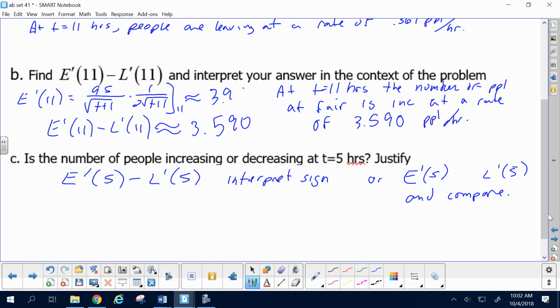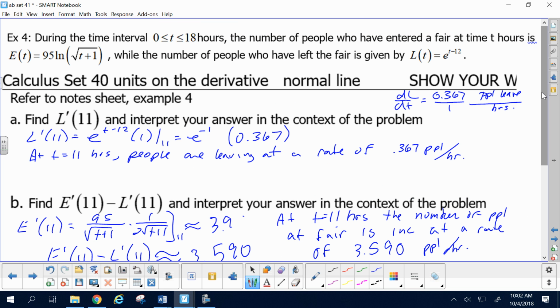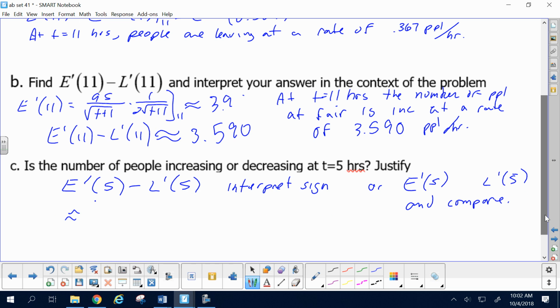Now, if you do it this way, did anybody do E prime at 5 minus L prime at 5 and have the numerical answer for me? What'd you get, Kira? If you have that, it can really save you some time, but otherwise I'll do it. 7.916. That's the net rate at 5. Okay, thank you.